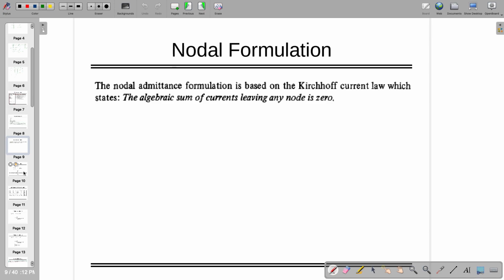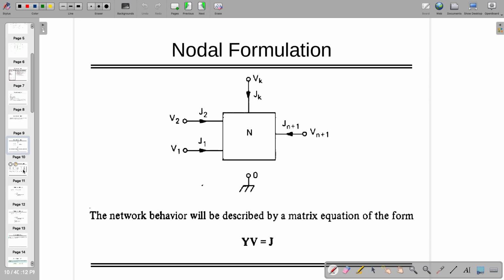Now, this is also known to you. This just repeats what we have learned. The nodal admittance formulation is based on Kirchhoff's current law, which states that the algebraic sum of currents leaving any node is zero. Right? This is already known to us. Very good. Now, by the way, this book is really old, so they don't use I, but they use J as current. Okay, J is current. So wherever you are seeing J in this book, it's equal to current. But generally J is used for current density, right?